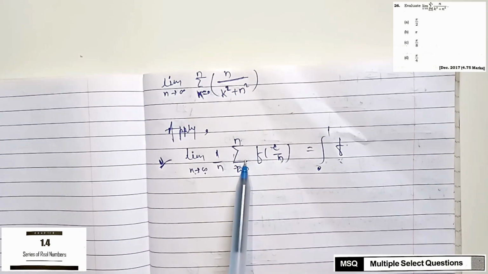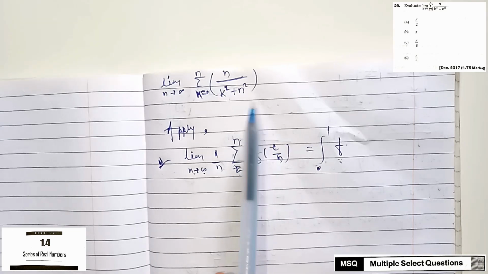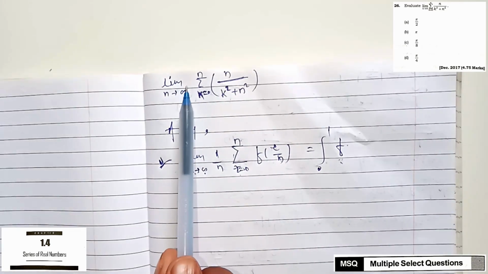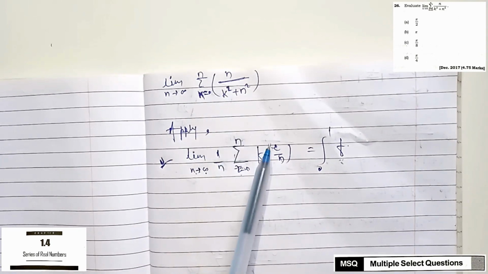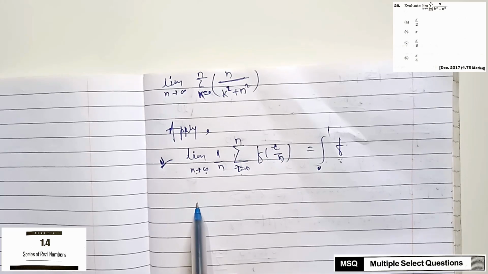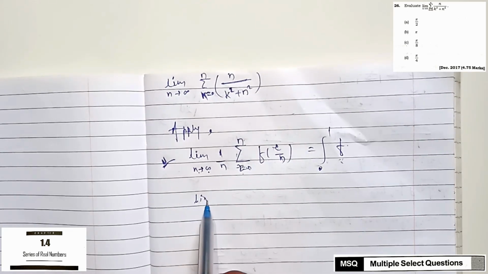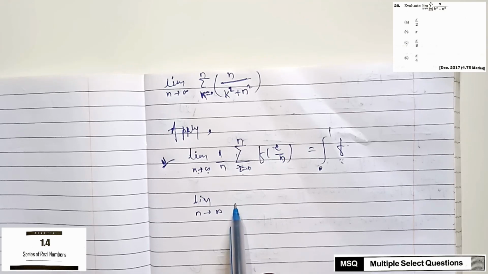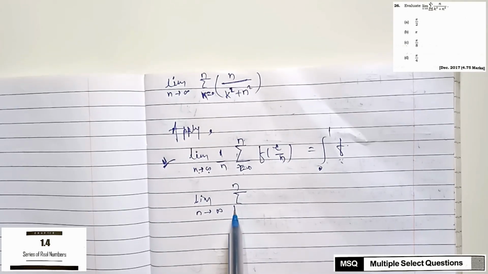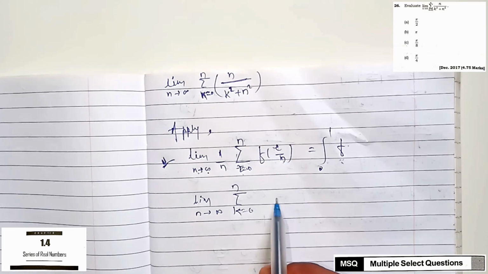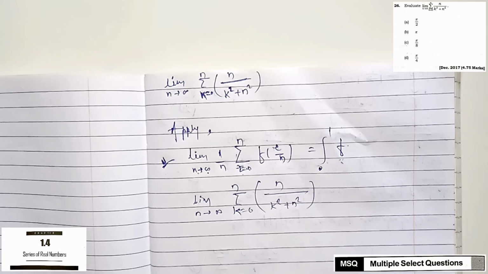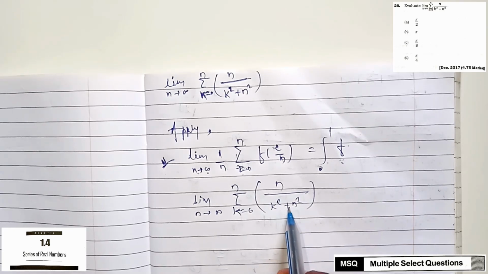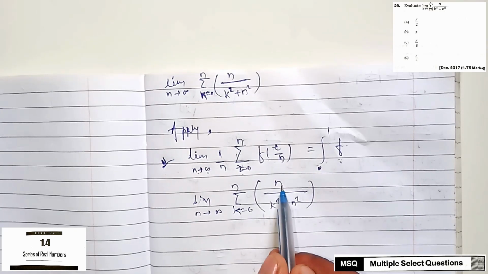Now let's take n common from our term, because we want 1 by n over here. So 1 by n will come, and then we go for f of r by n. Here we want the limit as n tends to infinity of the series, k running from 0 to n, under the bracket n upon k square plus n square. Take common from here: we take n square common, and then this n will also get cancelled.